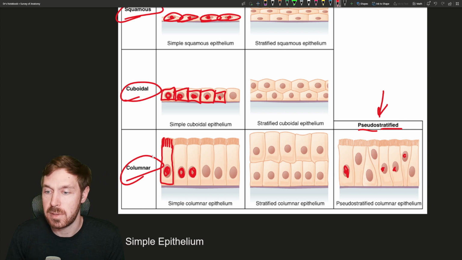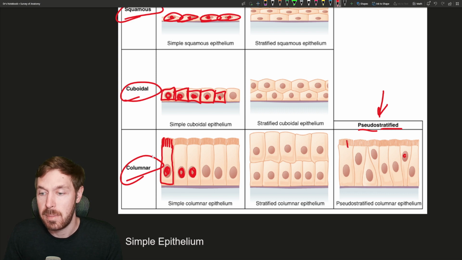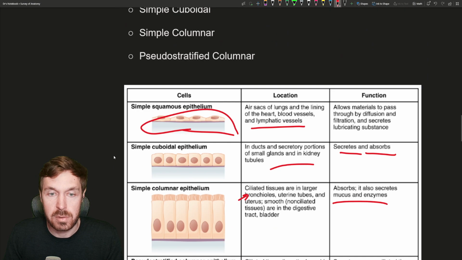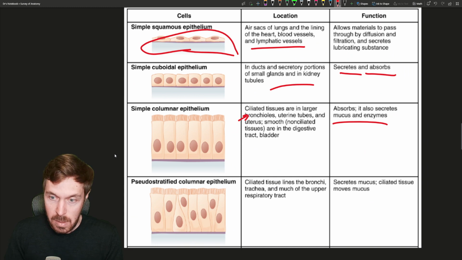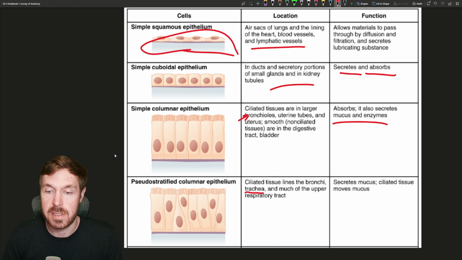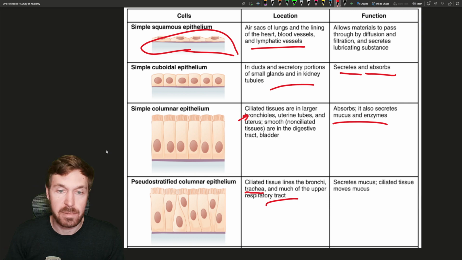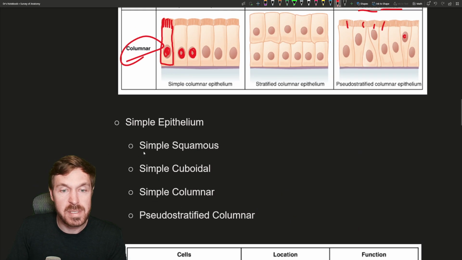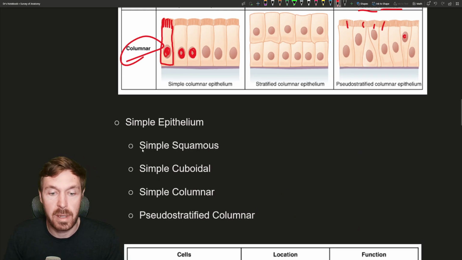And these are usually false layered because there are larger mucus secreting cells called goblet cells that are embedded in the layer, and they're typically ciliated as well. So these ones line the bronchi and the trachea. Trachea is a big one, the mucus escalator, bringing mucus up and out of the lungs. So most of the upper respiratory tract are these pseudo-stratified ones. So those are all the simple epithelial layers right there.